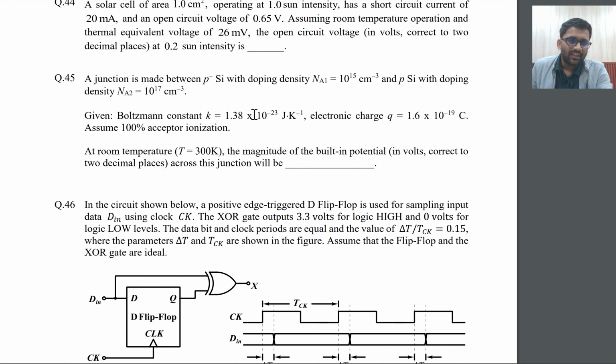Now again, EDC. If he feels like he can attempt it, then he can attempt it. Otherwise, he is not that comfortable, so he can drop it, because there is decent data. But this is also a formula based question only. Just the built-in potential you need to find, a completely formula based question. If you apply the formula, he will be able to get the answer.